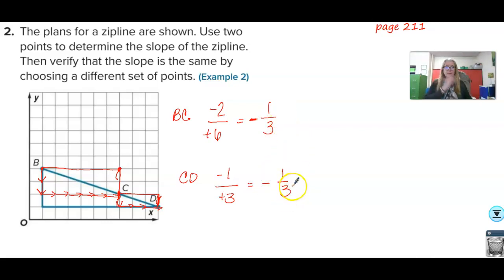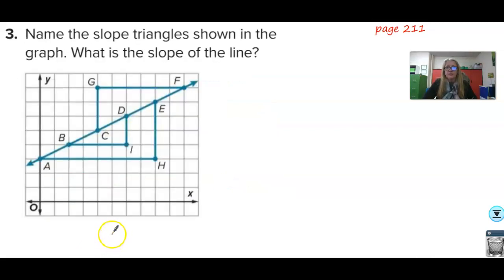Notice that they have equal slopes, and that's the point we're supposed to make, is that they have the same slope. Of course, they have the same slope. They're on the same line. Slope doesn't change.